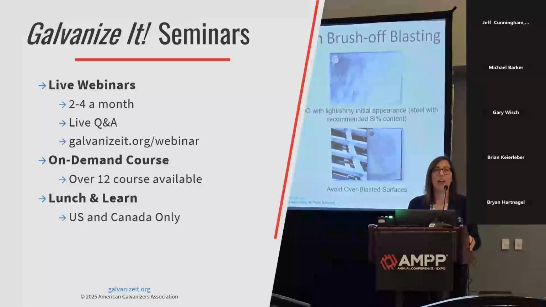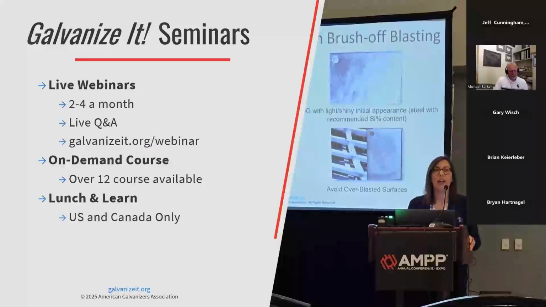We do have on-demand courses as well. 12 courses available. Our popular ones are designing for hot dip galvanizing, reinforcing steel, and then duplex system. All self-taught. So you just go through a course and take a short test at the end and get a certificate of attendance.